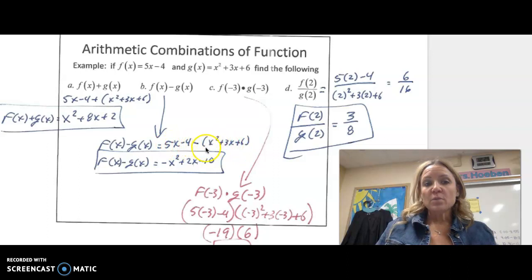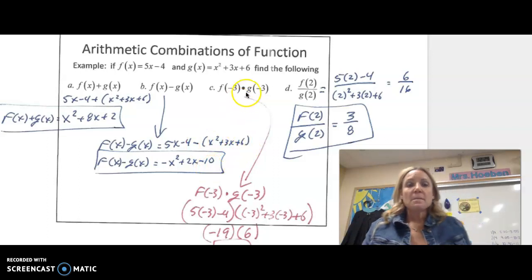The only x squared we have is right here, and there's a negative sign out front, so it's negative x squared. Okay, then we have 5x minus the 3x, that's how we get plus 2x. And then a negative 4 minus the 6, which gets us to negative 10, or minus 10.